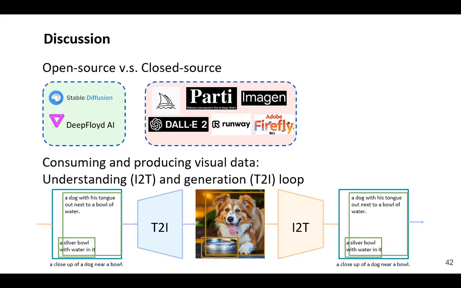The second is about the so-called consuming and producing visual data, which is related to the bigger scope of today's tutorial. Such a closed loop can be done at different levels, for example, data, model, training objective. But if we simply look at the so-called data loop, the understanding model, image to text, and the generation model, text to image, have already shown a quite promising loop in generating data to help each other. For example, many of the generation models we introduced today already use understanding models, for example image captioning, to produce pseudo data to help the training.